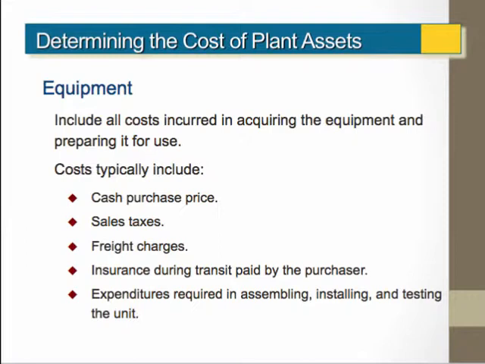However, the concept is that equipment's cost is the purchase price plus the sales tax, freight, insurance, and any other cost to get the item into its intended use. If you're buying something used that needs to be repaired, those expenditures for repair, if the item was already broken and you're repairing it to get to its intended use, are part of the cost of the asset.